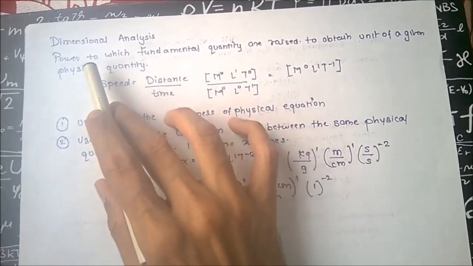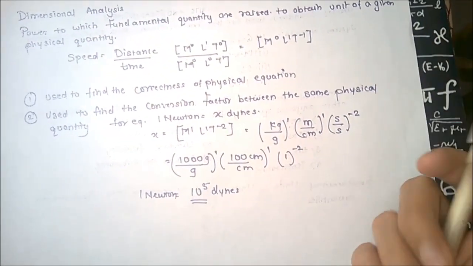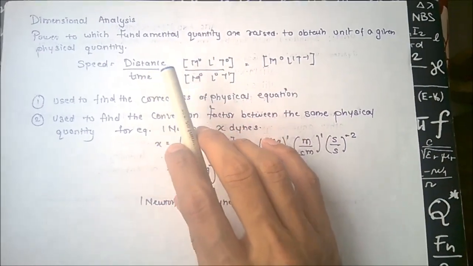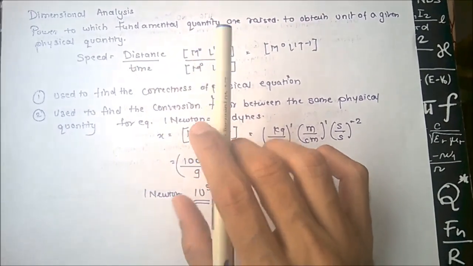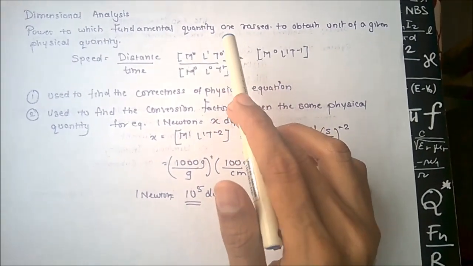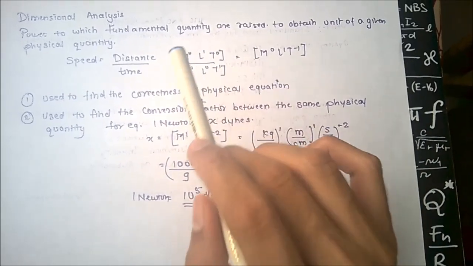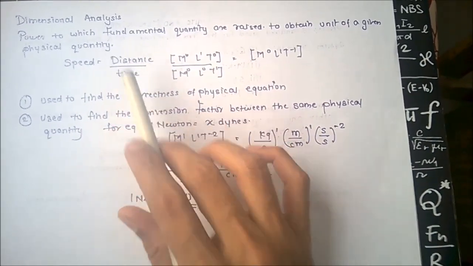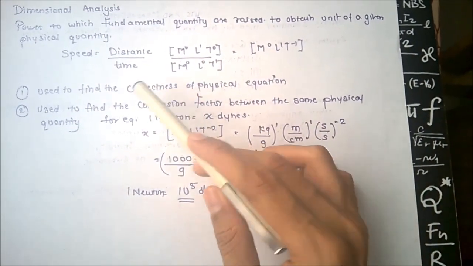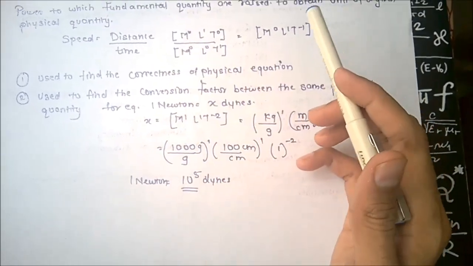Next, we have dimensional analysis in the units and measurement chapter. These are the dimensions of a physical quantity. They are the powers to which the fundamental quantities are raised to obtain the unit of a given physical quantity. So for each fundamental quantity, there is a power to which it is raised, so that we can define that physical quantity. These are basically used to check the correctness of a physical equation. They are also used to find conversion factors from one unit of a physical quantity to another.